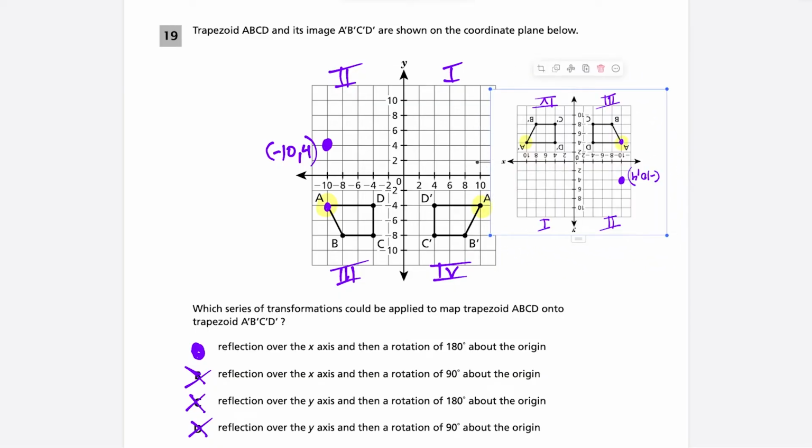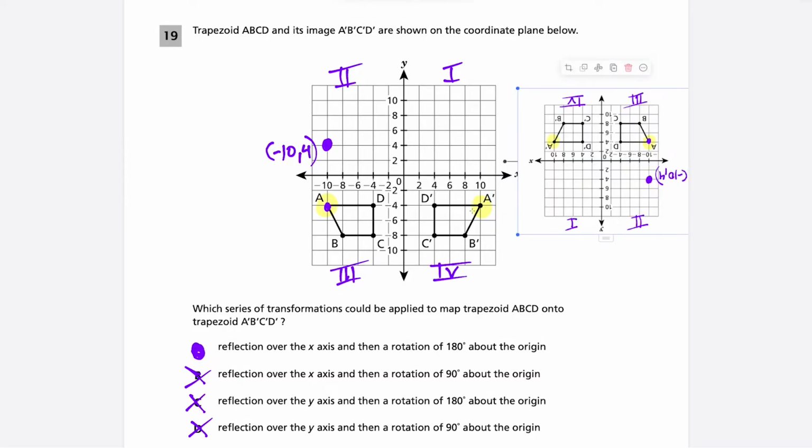Notice the point went, if I treat this as the normal x and y axis now, and I start at 0, 0, this would send me to the right 10, down 4. So notice that I land at 10, negative 4, at the location of A prime. So that's how I'm confident that the 180-degree rotation would work.